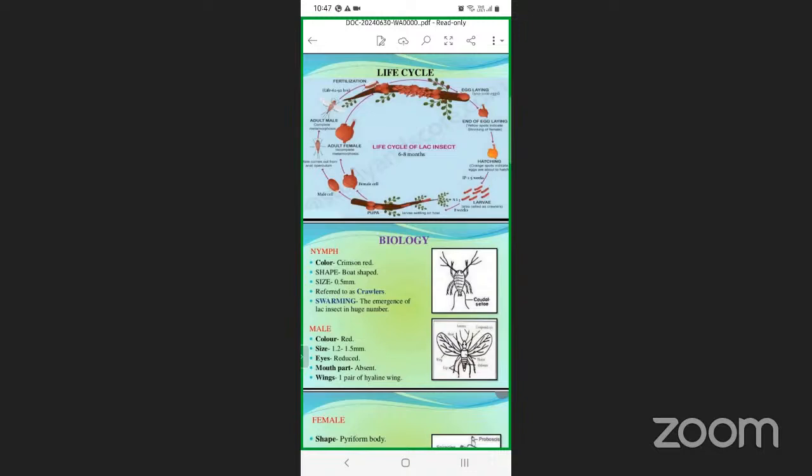After oviposition, the eggs hatch, and the young crawlers move to the fresh twigs of the host plant and begin to feed, renewing the cycle. The twigs covered with the mature females are referred to as brood lac and are used to inoculate healthy plants in lac cultivation.